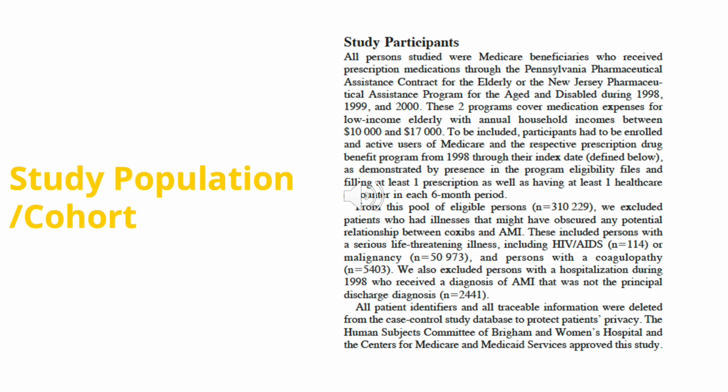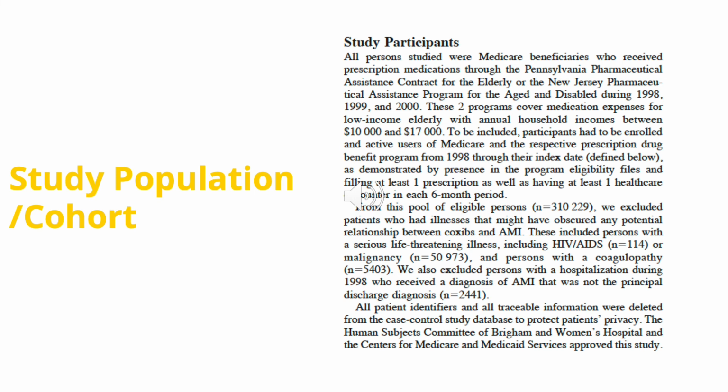So that's very general. These included persons with a serious life-threatening illness, including HIV or AIDS or malignancy, and persons with coagulopathy issues. They also excluded persons with a hospitalization during 1998 who received a diagnosis of AMI that was not the principal discharge diagnosis. And people who were without information were excluded from the study.